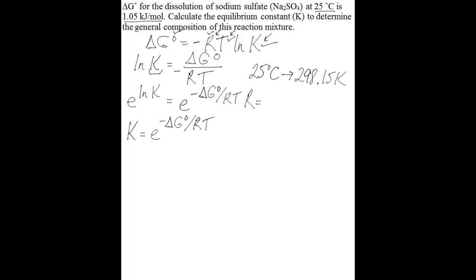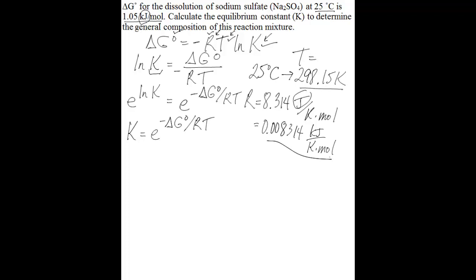And then the other thing you need to do is convert your R value. Your ideal gas constant is usually given as 8.314 joules per kelvin mole, but that's in joules, and your delta G naught value is in kilojoules. So if you convert your R value to kilojoules by dividing by 1,000, you will get a value of 0.008314 kilojoules per kelvin mole. So now you have the values that you can use to substitute into this equation.